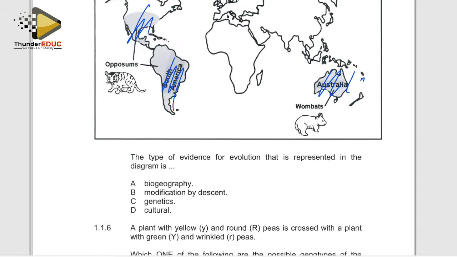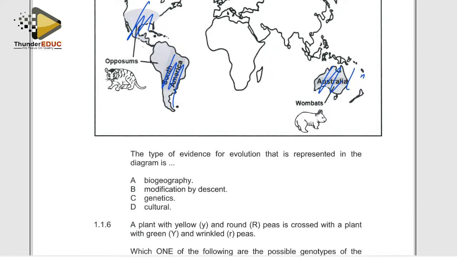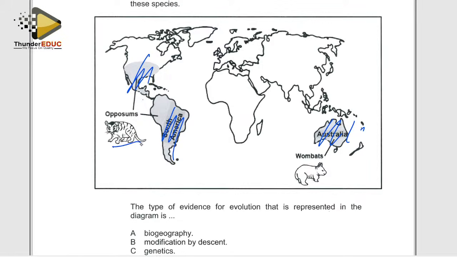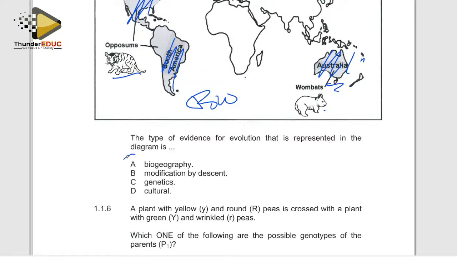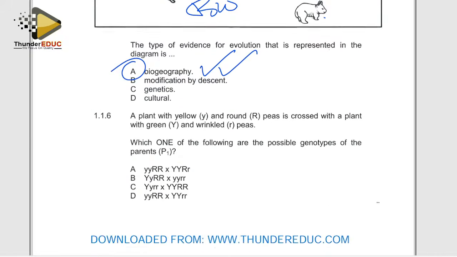So in this case, what are we looking at? The type of evidence for evolution that is represented in the diagram is, in this case, we are seeing that different life forms are there. So therefore it is biogeography, because of the different geography of the world. So A becomes the most correct answer.